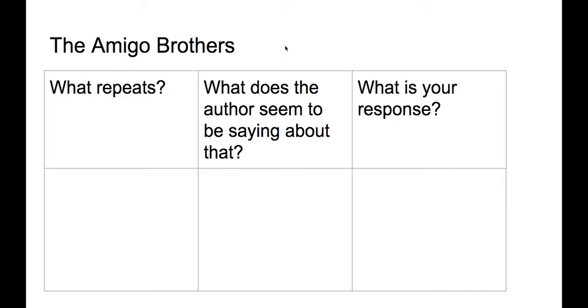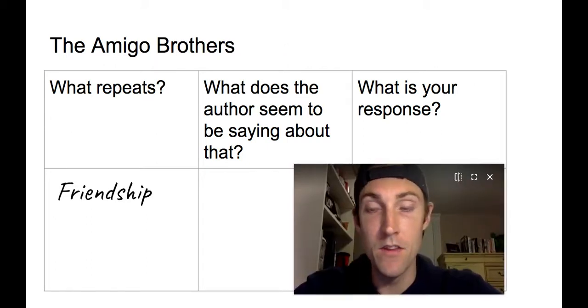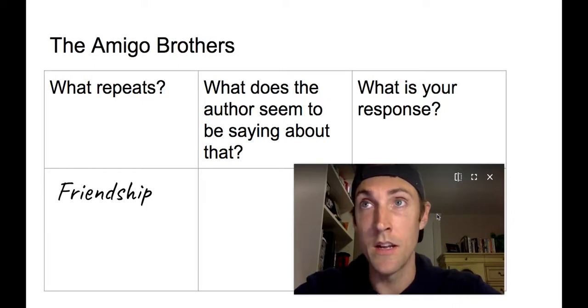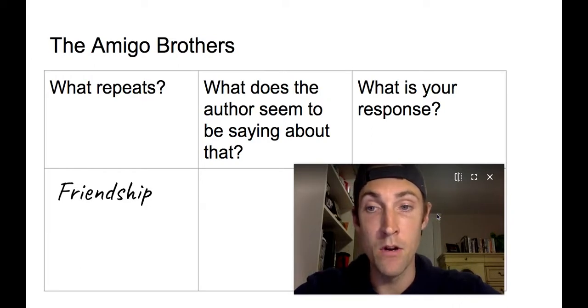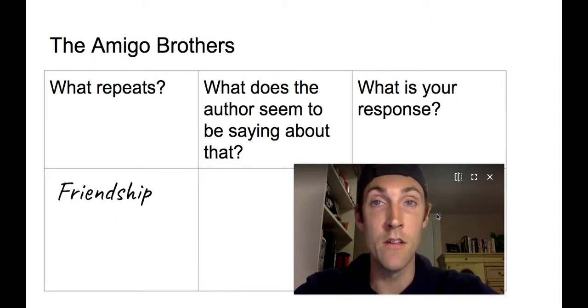I'm thinking about the story that we are listening to called The Amigo Brothers. And the first thing that comes to mind is friendship. At the beginning of the story, the two friends were talking about how they were such good friends that they were almost brothers. But then later on, when they found out that they were going to have to box each other, to fight each other, they said that their friendship didn't matter, that it wasn't going to be personal, that they were still going to fight as hard as they could.